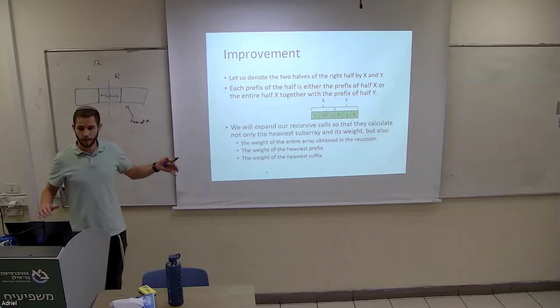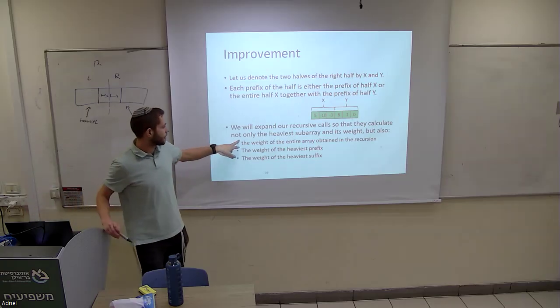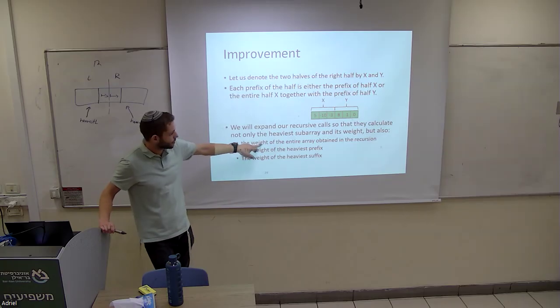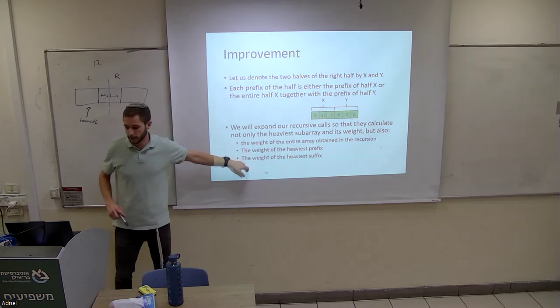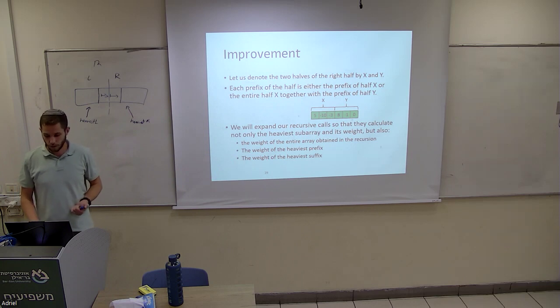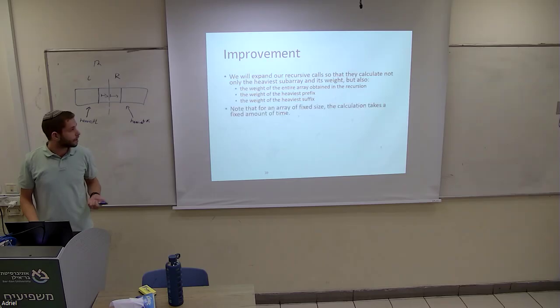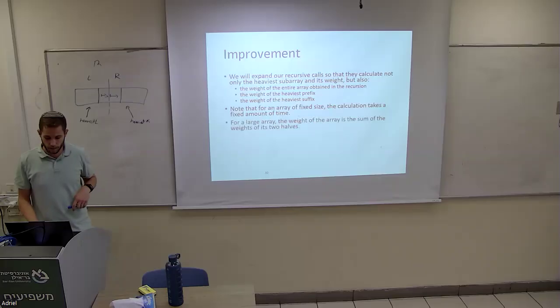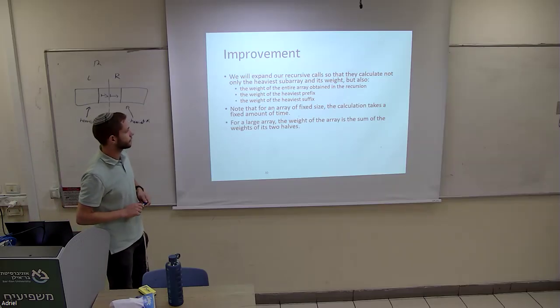So what we're going to do is expand our recursive calls a little bit. We already returned the weight of the entire thing, but now we're also going to return the weight of the heaviest prefix and the weight of the heaviest suffix, right? And that we can do in a constant amount of time. So for a very large array, the weight of the array is the sum of the weights of its 2 halves, right?